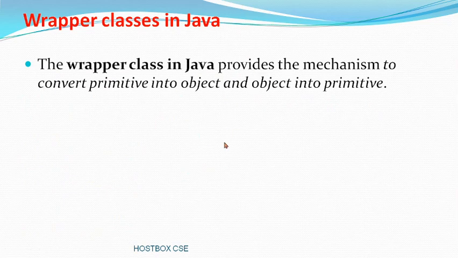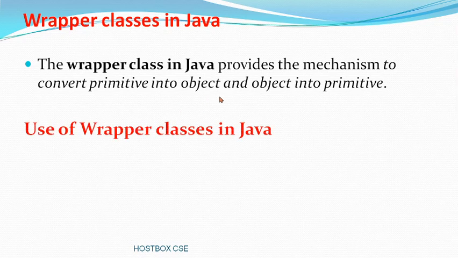What are wrapper classes? These are classes in Java that provide a mechanism to convert a primitive into an object and an object into a primitive. Java is an object-oriented programming language, with classes and objects everywhere. So if you have some primitive data type, you can convert it into an object, and if you have an object, you can convert it backward into a primitive. That is the concept of wrapper classes.